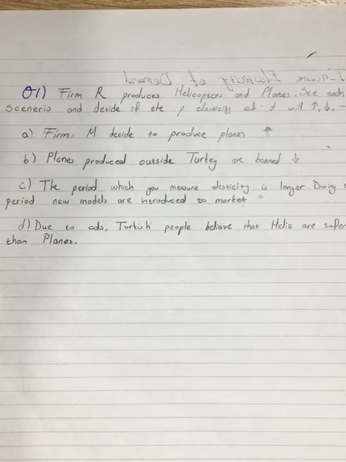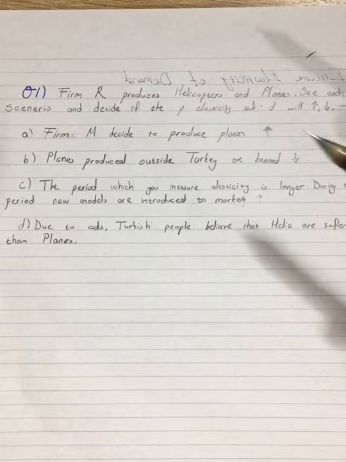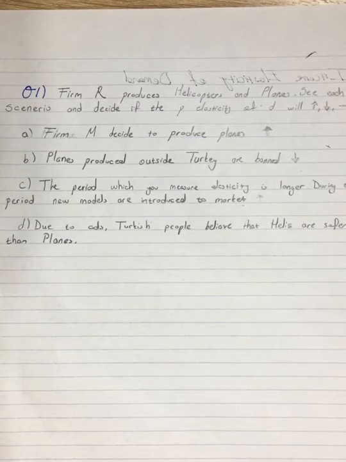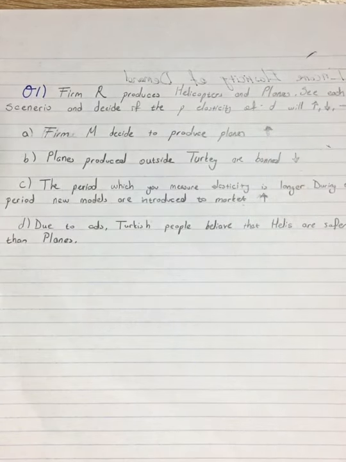In part C, the period over which you measure elasticity is longer. During that period, new models are introduced to the market. So when new models are introduced to the market, that means you have more choices as time passes. So as time goes by, you will have more options and you can substitute if firm R decides to increase price. So the elasticity will increase for both planes and helicopters.